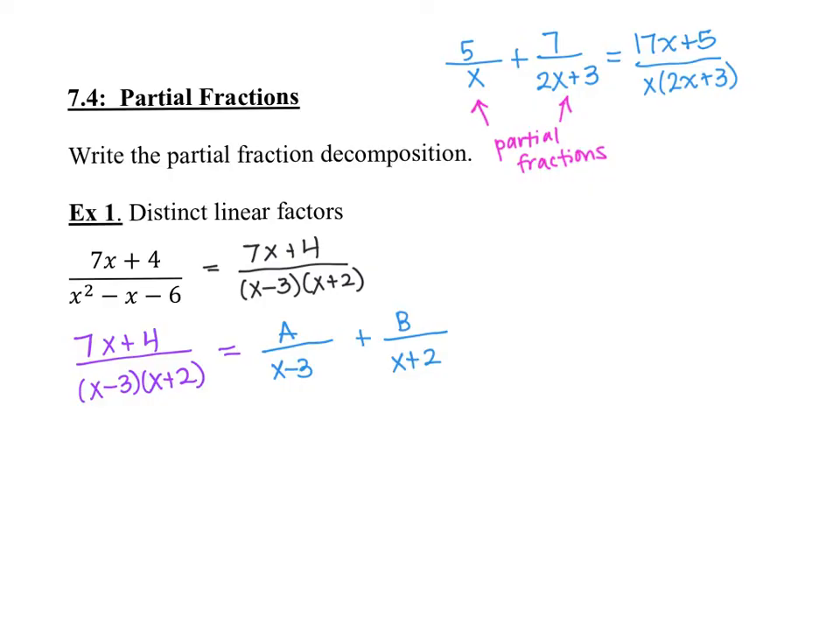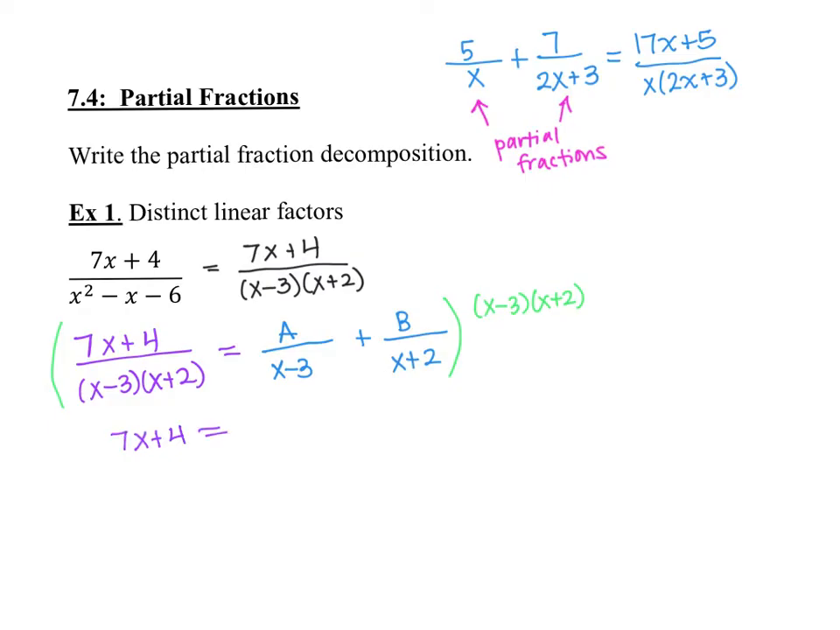From here, I want to figure out what A and B are. So I'm going to solve this equation. Since this is a rational equation, I'm going to cancel out the common denominator. So I'm going to multiply the entire equation by x minus 3, x plus 2. For this first fraction, the x minus 3 and the x plus 2 both cancel, and then I'm left with 7x plus 4.